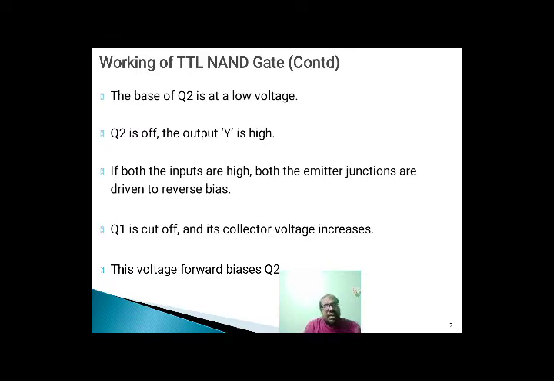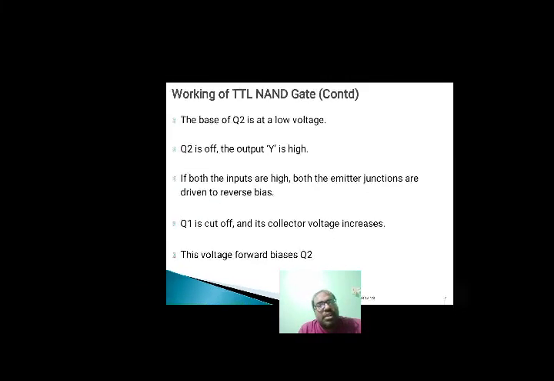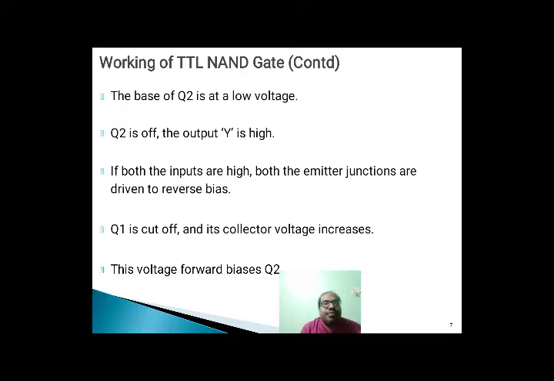If Q1 is cut off and its collector voltage increases, this voltage forward biases Q2. This is some confusing matter. I will simply tell you that in NAND gates, if both the inputs are high, output will be high. It is the rule which we have in the NAND gate. Here also we are going to that one only.